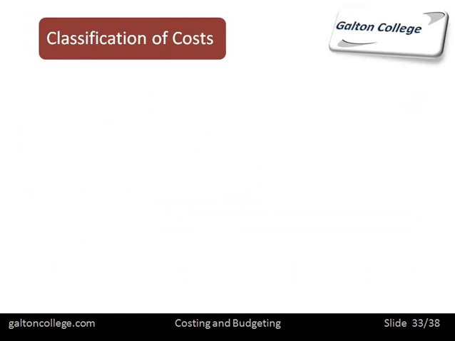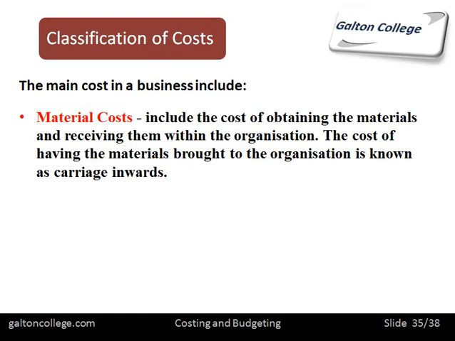Now, the classification of costs. Well, the main costs in a business include material costs, including the cost of obtaining the materials, receiving them within the business. The cost of having the materials brought to the business, by the way, is known as carriage inwards. So it's getting the raw materials and paying the carriage inwards, paying for the delivery to the business. But businesses, particularly manufacturing businesses, obviously, will have material costs.